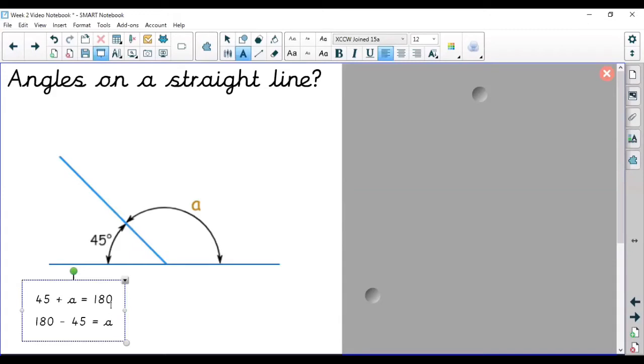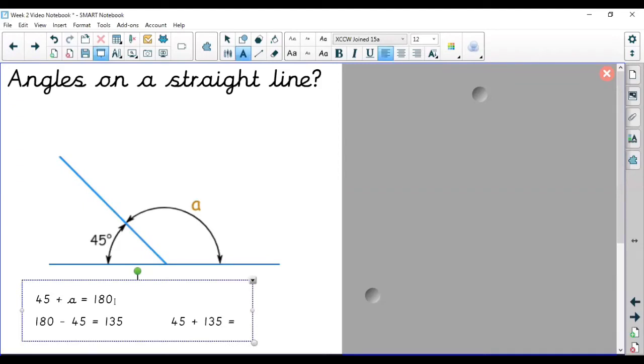So the missing angle is 135. Now to check that, what I can do is I can do 45 add 135. And again, I should be able to do that in my head.